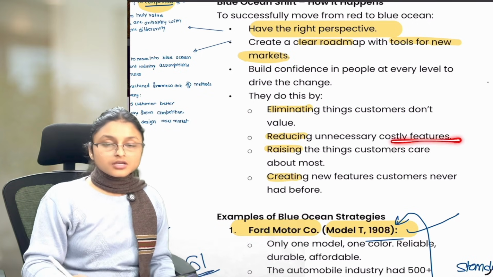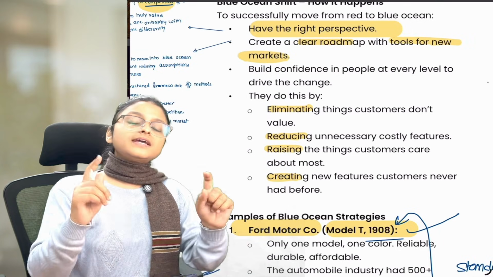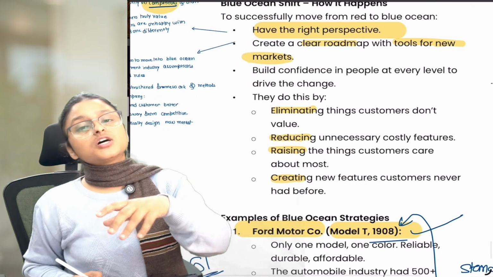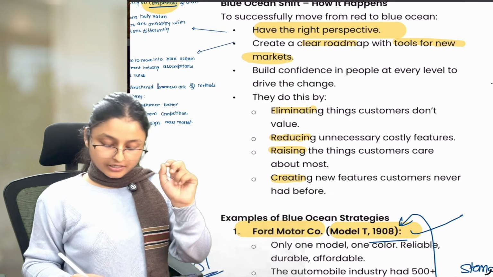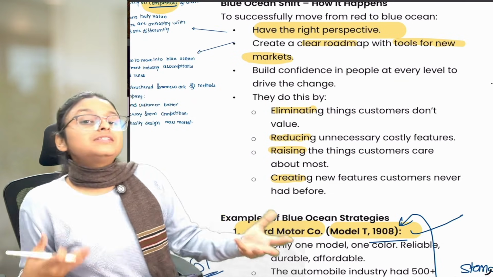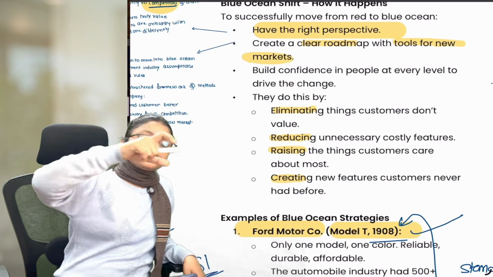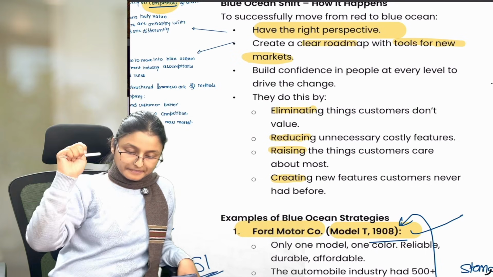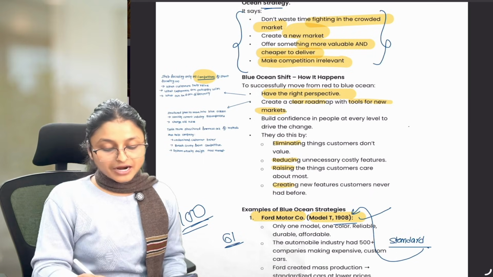Reduce costly features. The features which are unnecessary, of no use, and just increase the cost, remove them also. Raise the things which customers want or care about the most. Raise those things. Create new features which customers have never seen before. You can create that as well. So four things will be done to shift from red ocean to blue ocean: eliminate, reduce, raise and create. Done. With this, we have completed our value innovation part also.